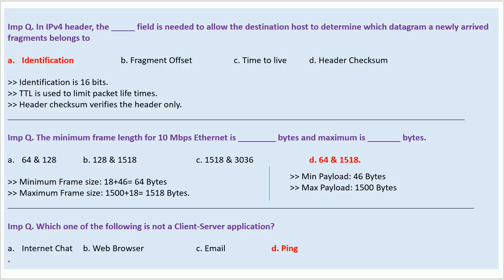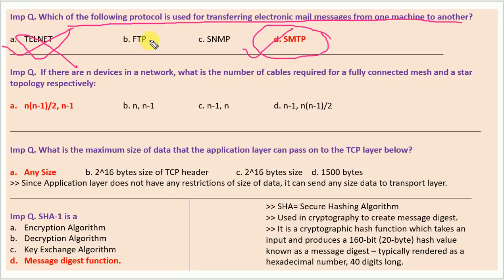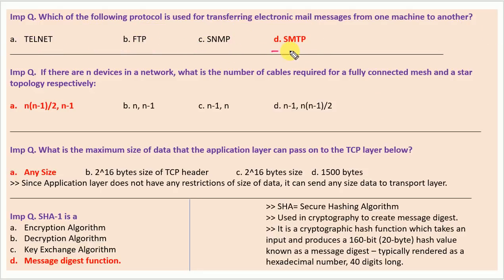Let's move to the next question. Which of the following protocols is used for transferring electronic mail messages from one machine to another? This is a basic question, but I have taken it here because it is very repeatedly asked. For transferring mail, the only protocol that we use is SMTP, Simple Mail Transfer Protocol. Telnet is nothing related with that. Telnet is basically for remote login. File Transfer Protocol is used for transferring files. SNMP is nothing related with electronic mail. So the correct answer is SMTP.